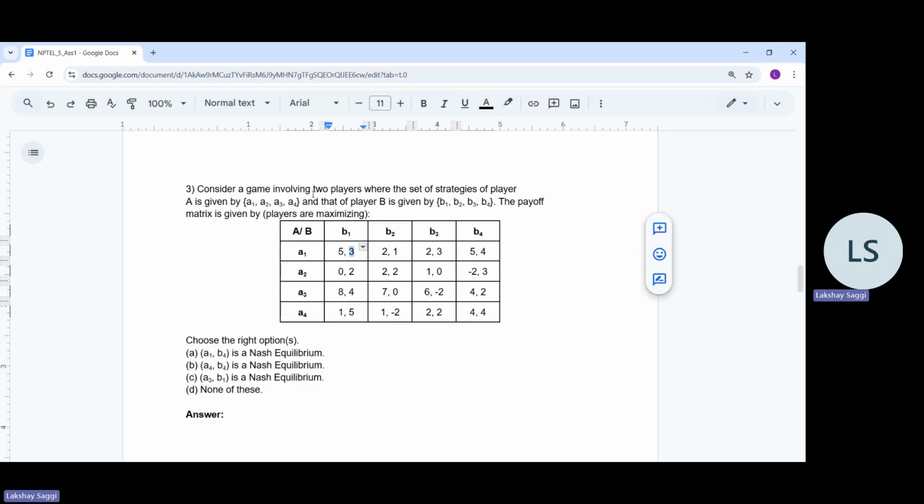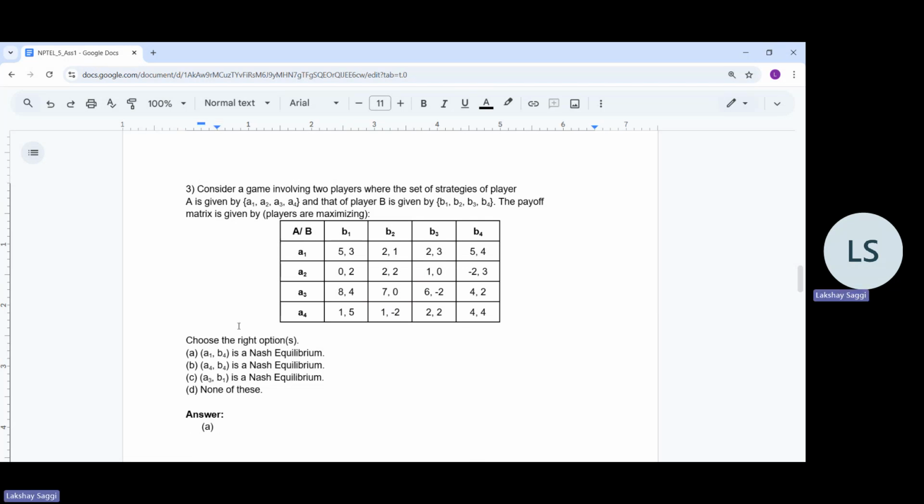So consider a game involving two players where the set of strategies of player A is given by A1, A2, A3, A4, and player B is given by B1, B2, B3, B4. The payoff matrix is given by these, and the players are trying to maximize. Obviously, everyone tries to maximize their payoff. And now we have to choose the right options. So we have to see which of the options are correct.